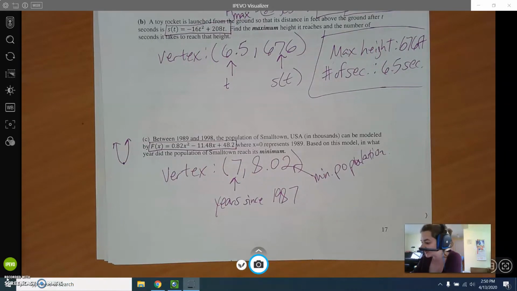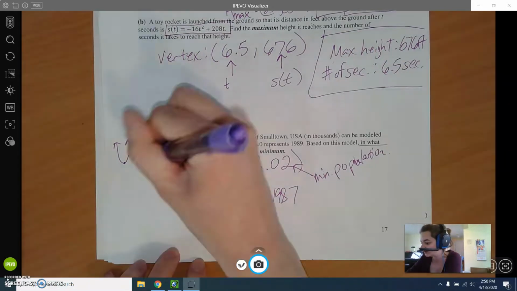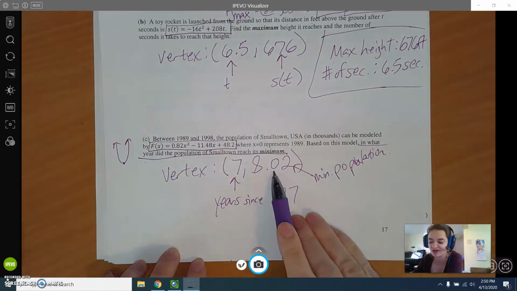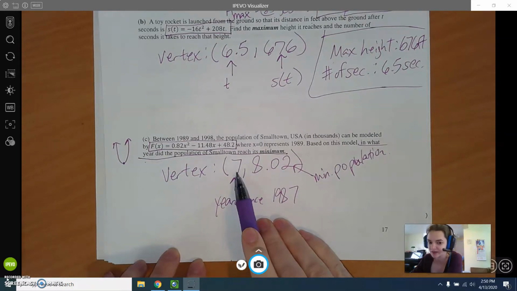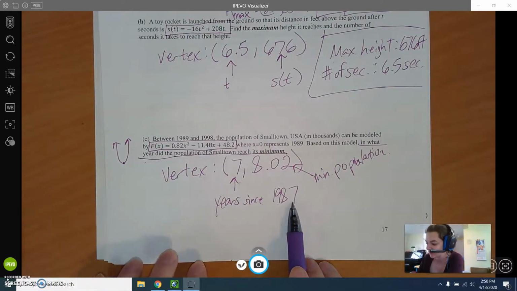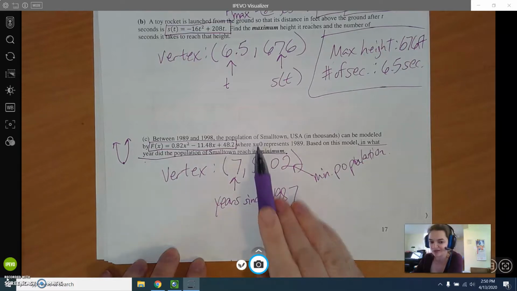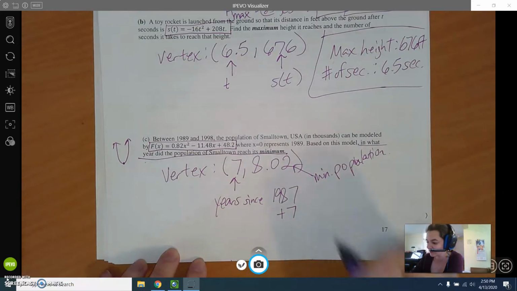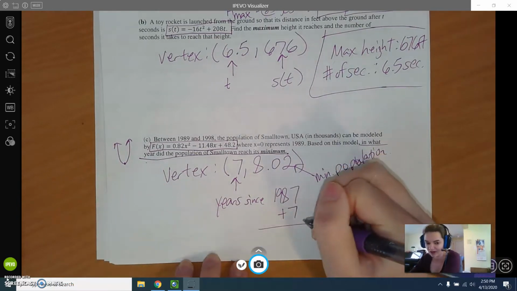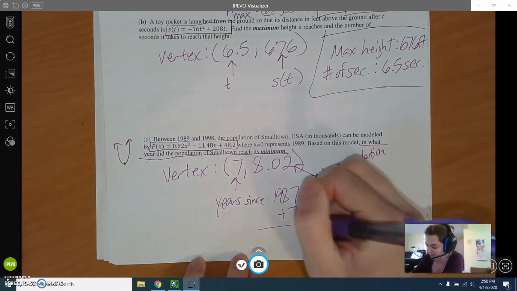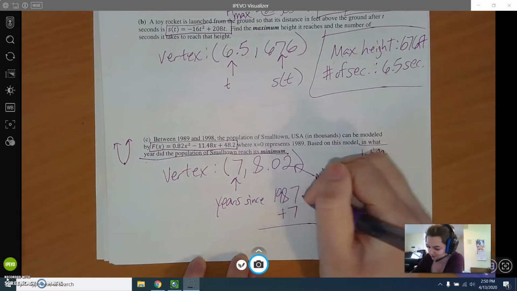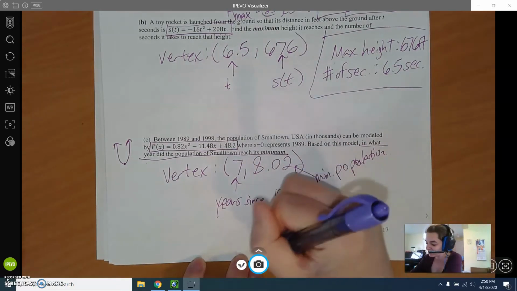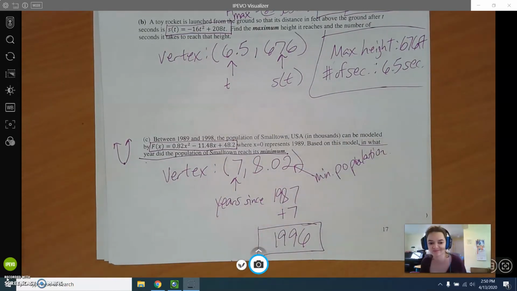But this only asked for in what year did the population reach its minimum. So you're actually not interested in that 8.02 at all. We're only interested in the 7. So in 1987, x was 0. This is 7 more than that. So what I'm going to do is take 1987, add 7 to it to figure out what year the minimum happened at. And 1987 plus 7 is 1996. So that's the year that they had their lowest population. Okay.